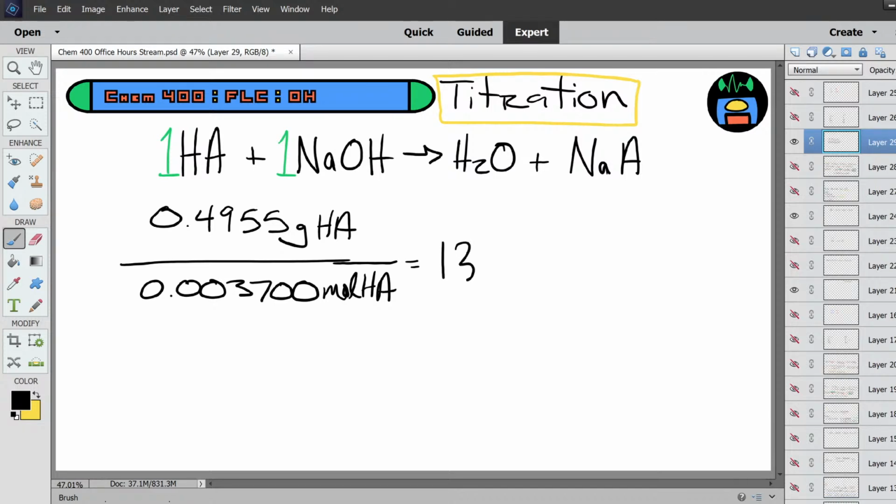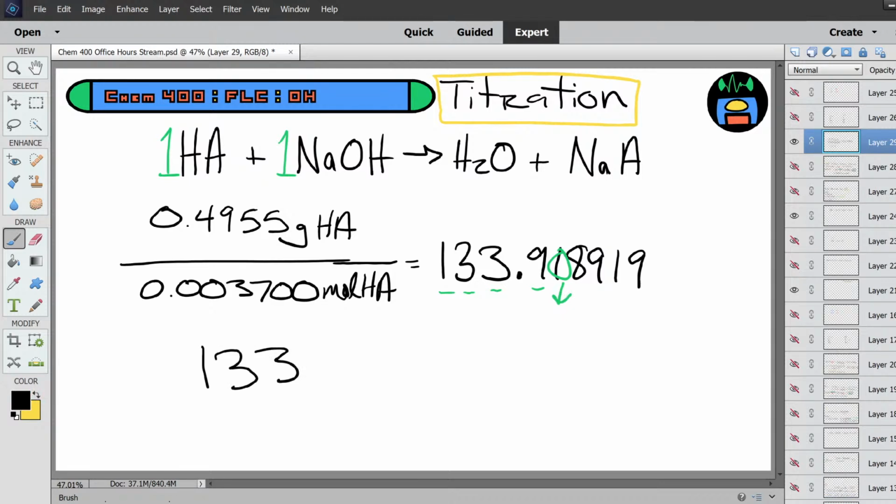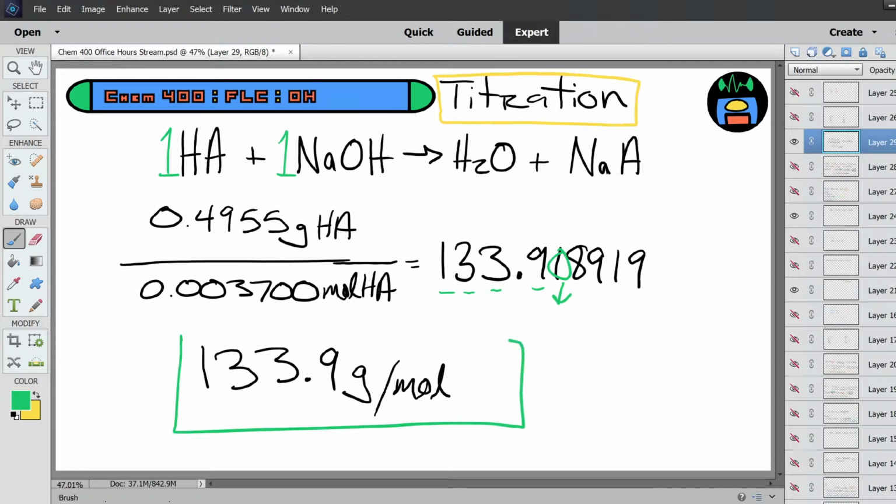And my calculator is telling me the answer is 133.918919. We can keep 4 sig figs. Both our numerator and denominator have 4. This one will round down. So our molecular weight of our monoprotic acid is 133.9 grams per mole. And that is that titration problem.